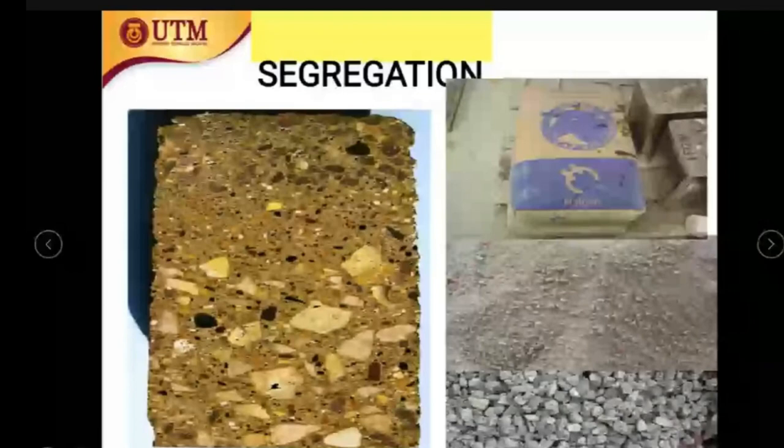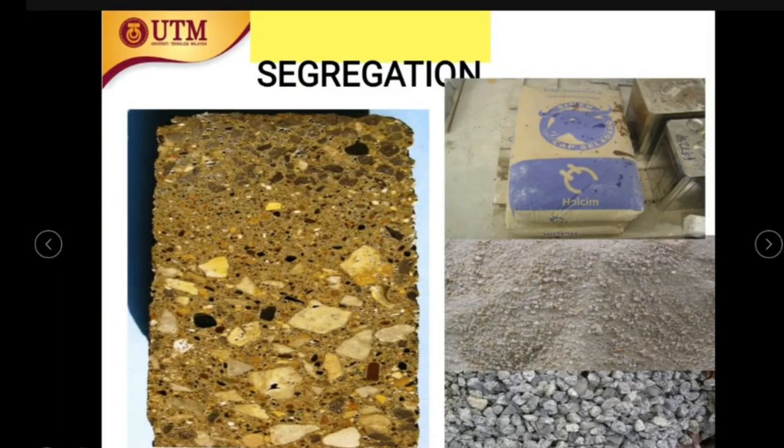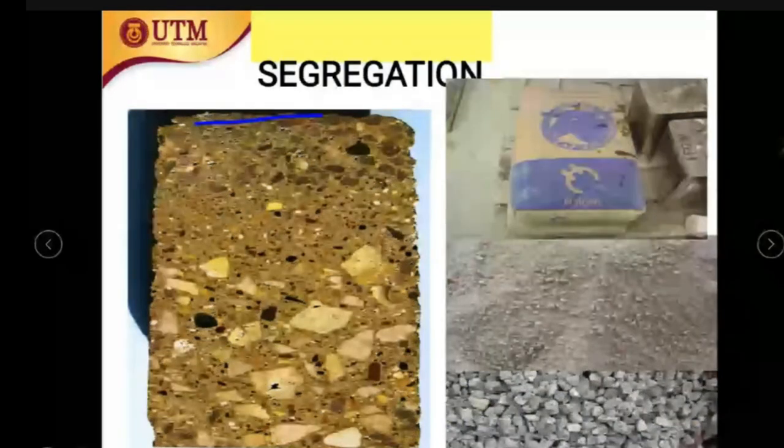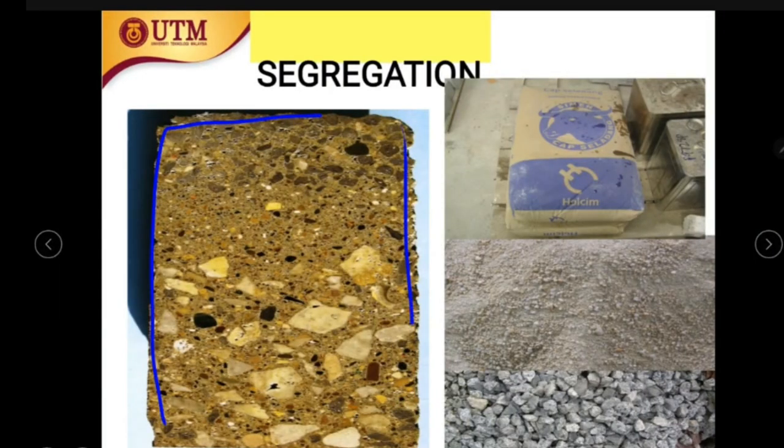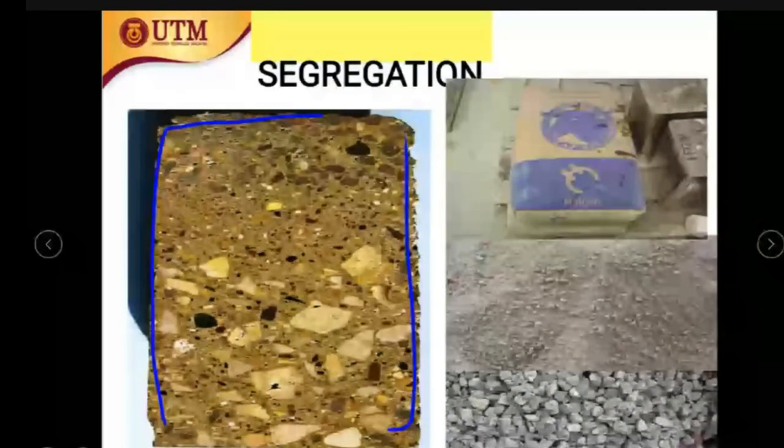Okay, there are two things that we do not want in our concrete. The first one is segregation. What is meant by segregation? It is like this. This is a concrete section. Inside a concrete, as I have already mentioned multiple times, we have coarse aggregate, which is the heaviest, and then we have fine aggregate, which is the second heaviest. And then we have cement and water, which are lighter compared to the aggregates.